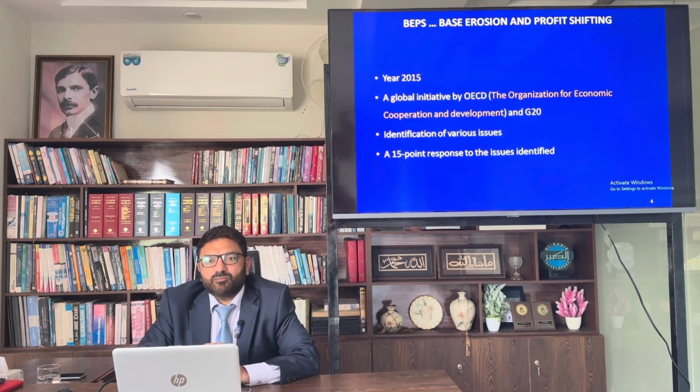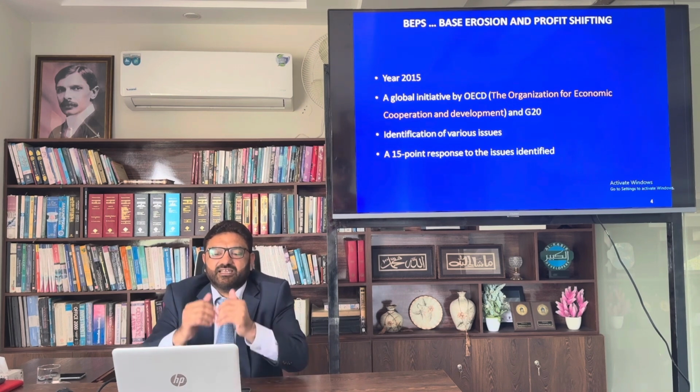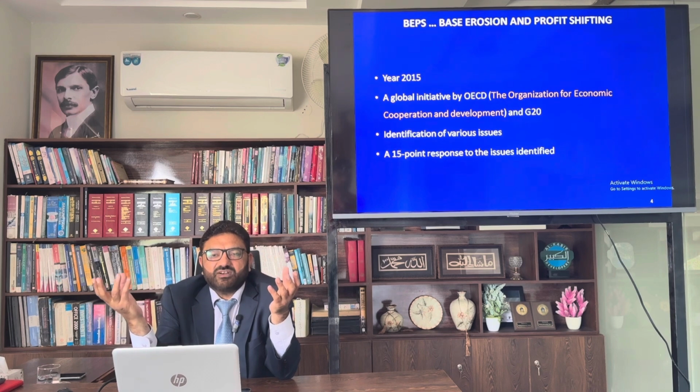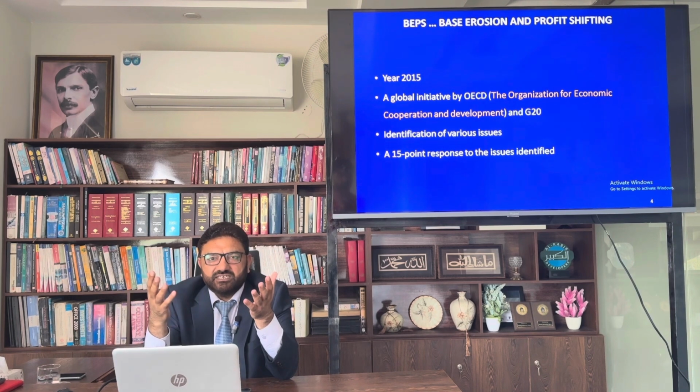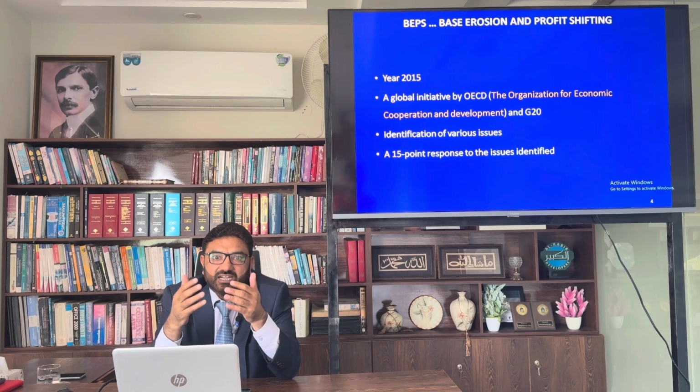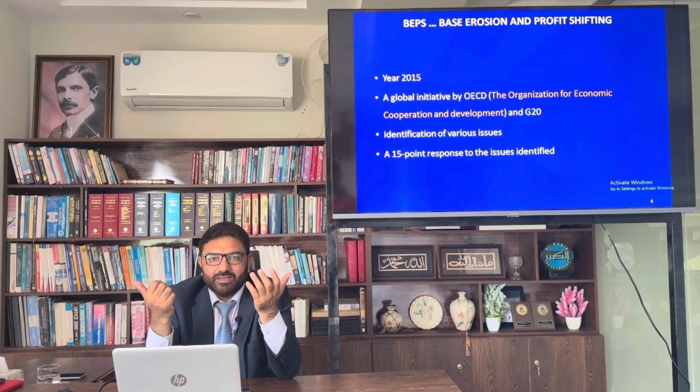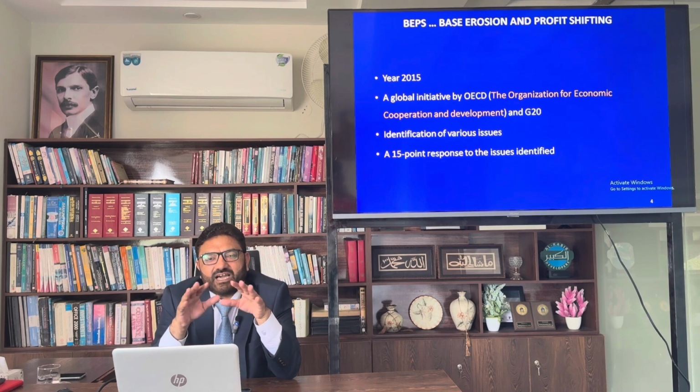BEPS, base erosion and profit shifting: in 2015, when digitalization started and companies spread all over the world, due to digitalization a company earns profit from different countries, developing and developed, but shifts all the profit to its base country or resident country. Then the problem started for the source countries, whose people's money the company earned, but the profit was shifted to the resident country. For that, they are facing the problem of loss of taxation revenue.